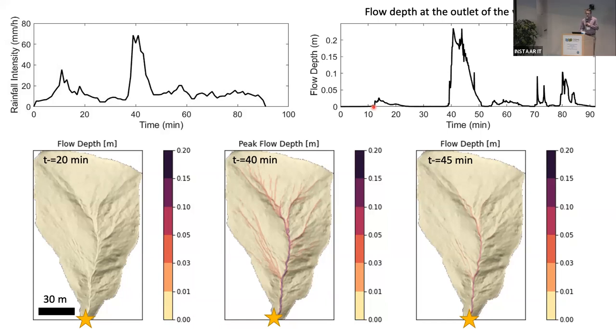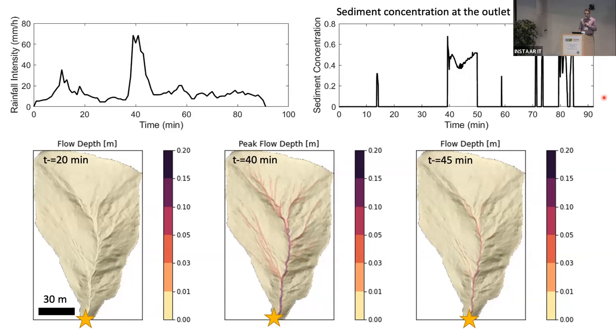So instead of just looking at these maps, we can also look at a summary of flow depth at the outlet. And not surprisingly, you see what you would expect: following bursts in rainfall intensity, you see increases in flow depth at the outlet. But what we're really interested in is not when we get flow, but what type of flow it is. Are we getting flows that have high sediment concentrations that are typical of debris flows, or are we mostly seeing flood flow? So we can also look at the sediment concentration at the outlet.